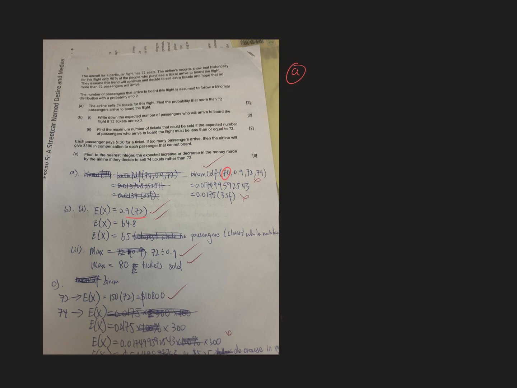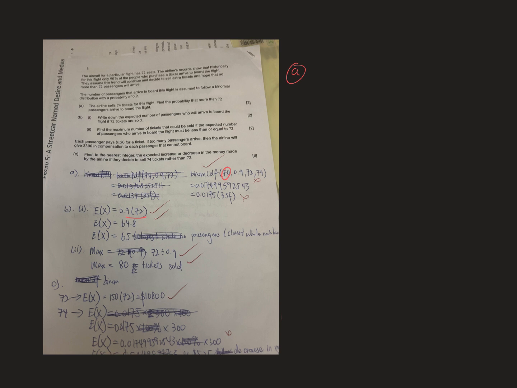Okay, so let's go to question 5. It's about binomial distributions, and it's a harder problem actually. You can see that there are a lot of marks here. For example, let's go to part A first. The airline sells 74 tickets for this flight. Find the probability that more than 72 passengers arrive to board the flight.